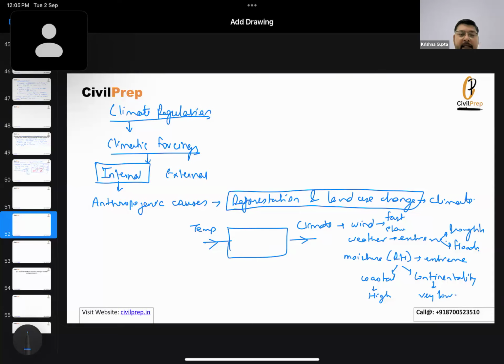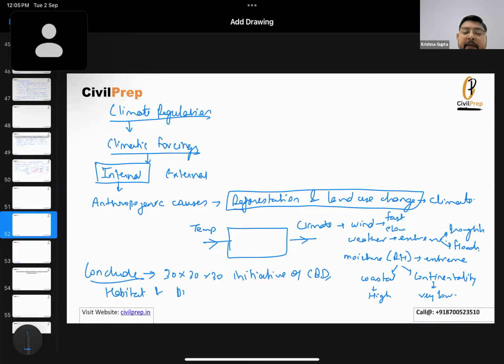Okay, so guys, we can conclude this answer with respect to the 30 by 30 by 30 initiative of CBD, that is the Convention on Biological Diversity, so that the habitat and the biodiversity is maintained.